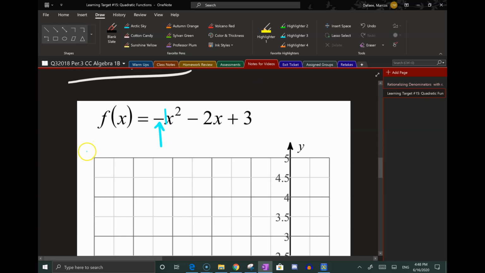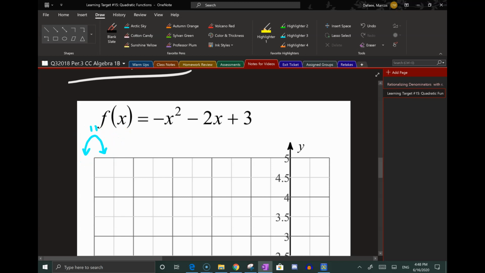Negative leaders, they frown. So we're going to end up with a parabola that is frowning or upside down like this. So I expect that from the very beginning. And unless something is going to come along and change this negative leader to a positive one, this is what I should end up with. Okay, of course, minus the eyes.